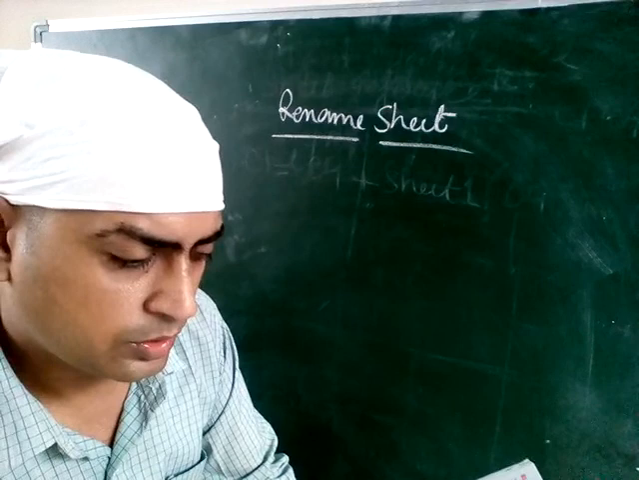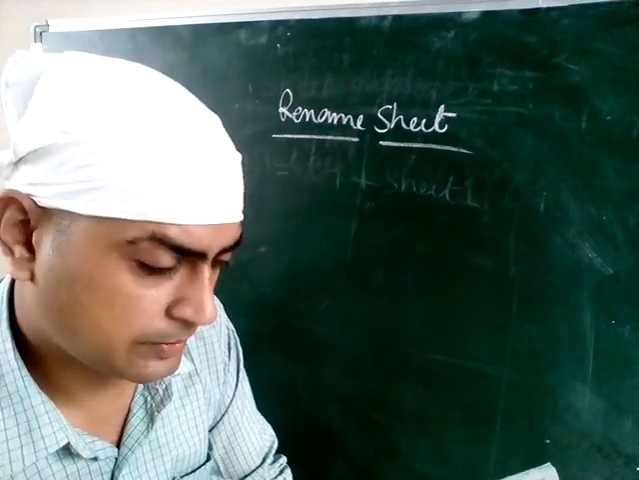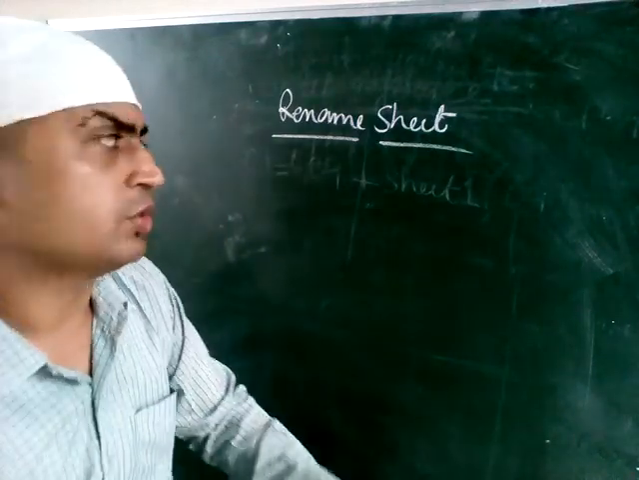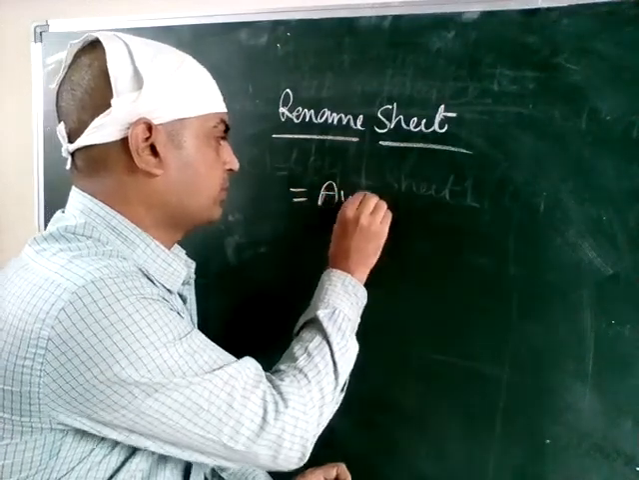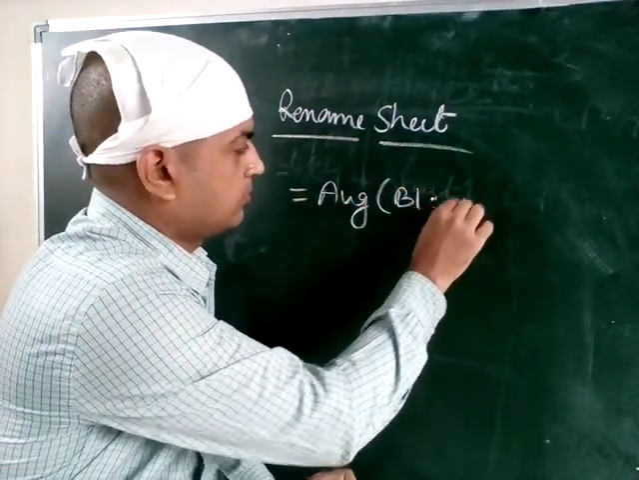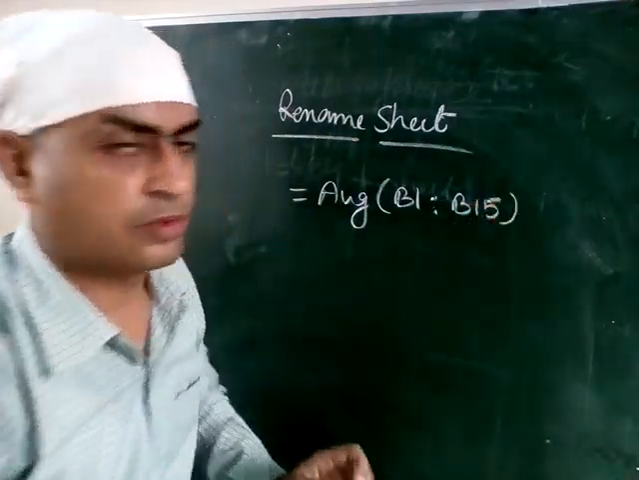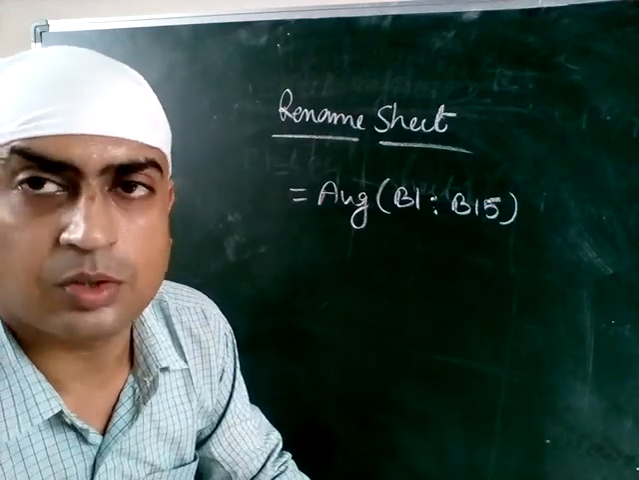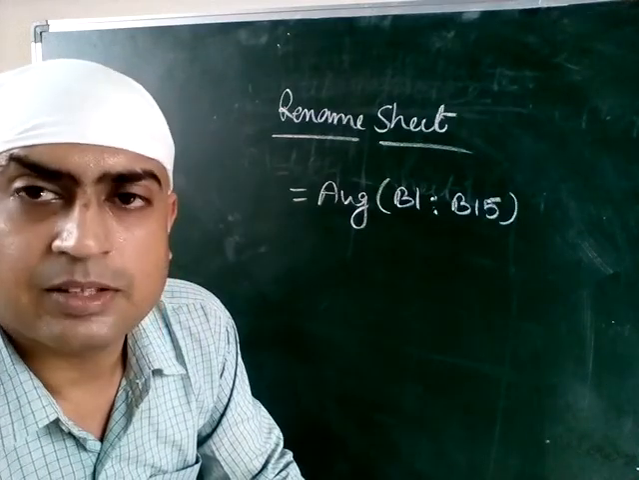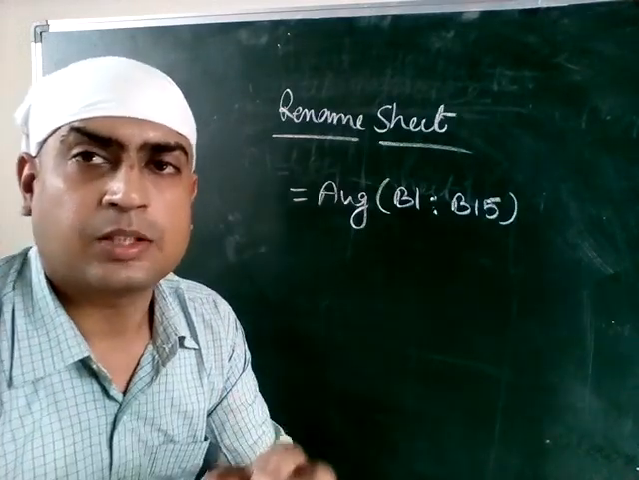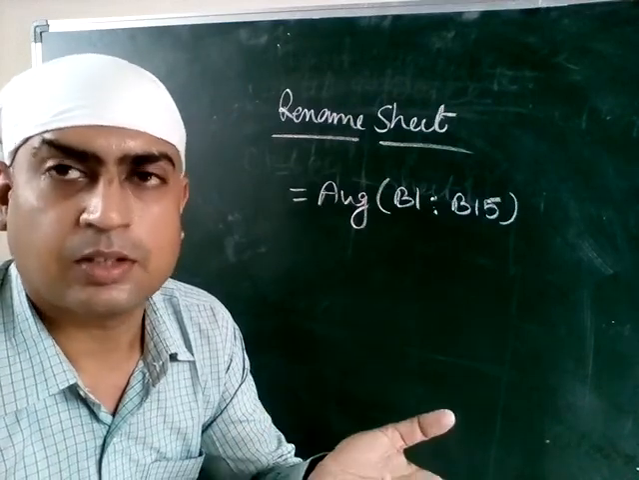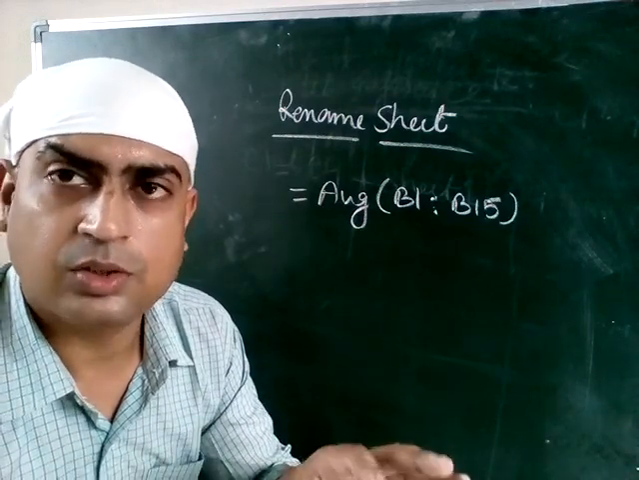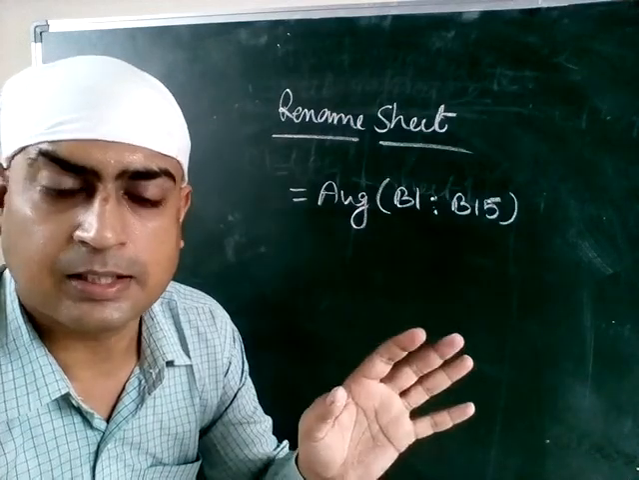Now there are certain rules to add a function. First rule: you always have to use the equal to symbol, as I have already shown you, B1 colon B15. So what is the rule? First, I have used the equal to symbol. This you always have to use. Functions have some predefined words that you must know. You are not supposed to write anything like a function of your own. You must know which functions are predefined in the computer system, and only those you will use in your MS Excel.